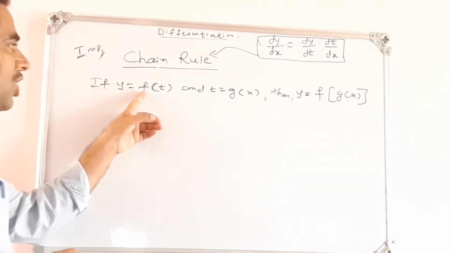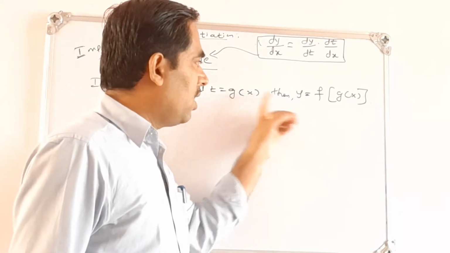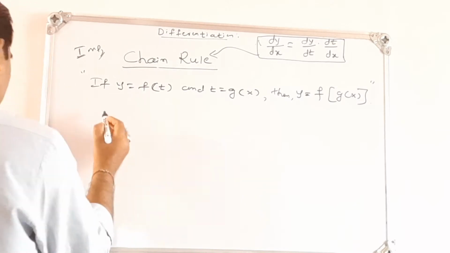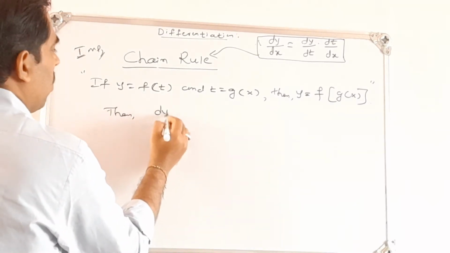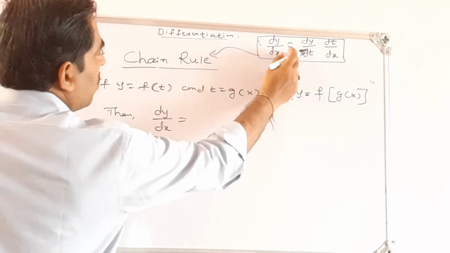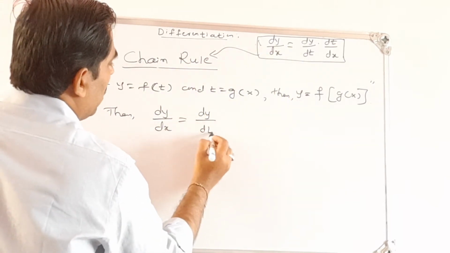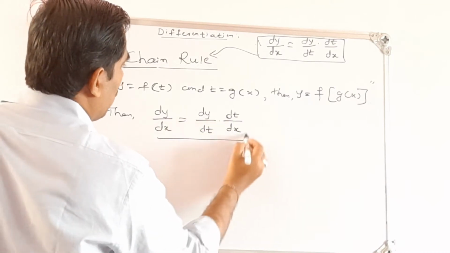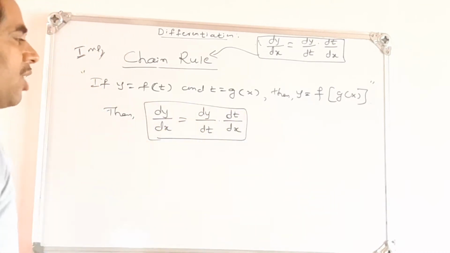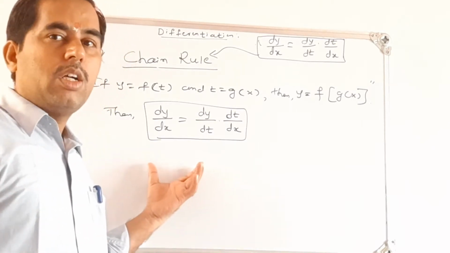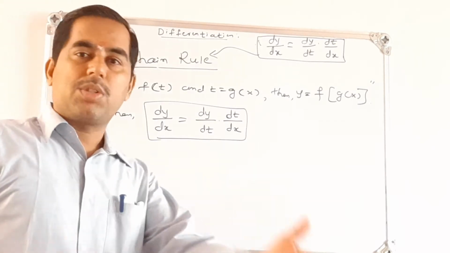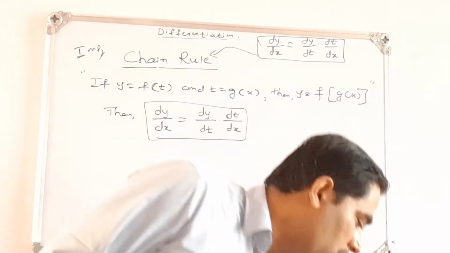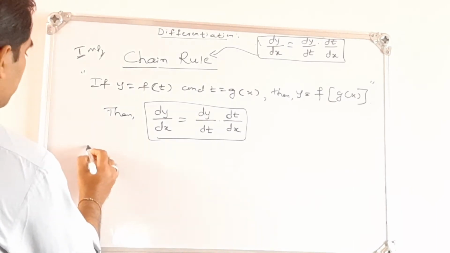So if y is a function of t and t is a function of x, then y is a function of a function. If you want to get dy by dx, I am writing this only: dy by dt into dt by dx. This is called the chain rule of differentiation. By using this, we can get the differentiation of composite functions. I will take some examples and show how to use this chain rule. Let us consider some examples here.